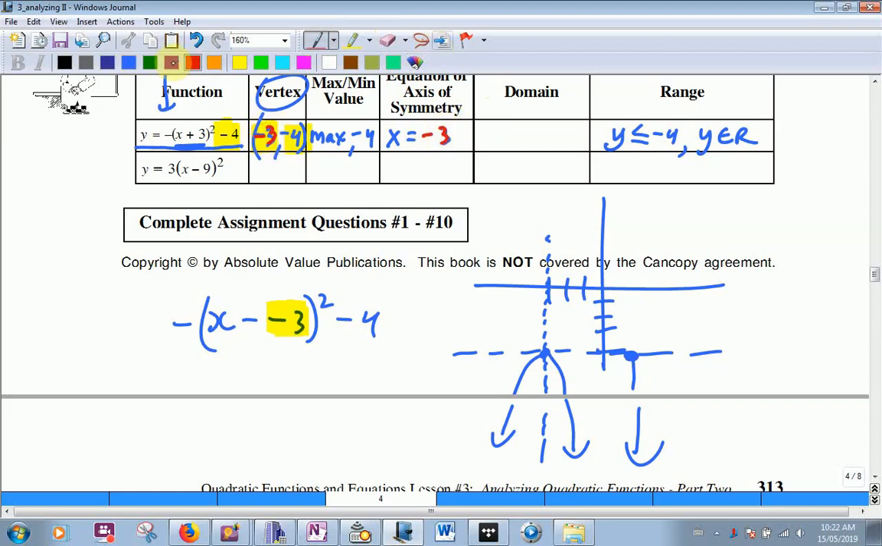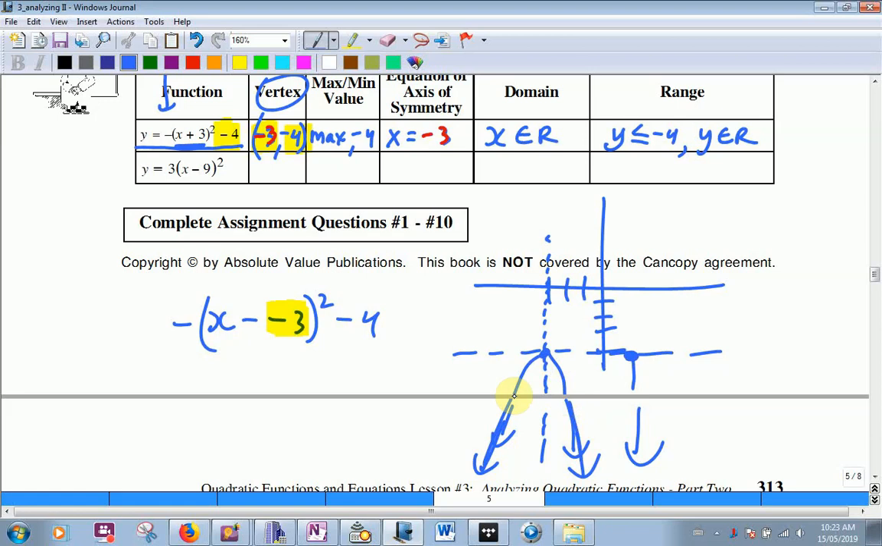Lots of information. Finally, what's the domain? Yeah, that's the easiest part here. Nobody should get that wrong on the quiz or the test. Okay? I don't care where this parabola moved. I don't care if it was flipped or not. It's always all x values because it still goes left forever and ever, still goes right forever and ever, and I got every point in between because it's continuous.